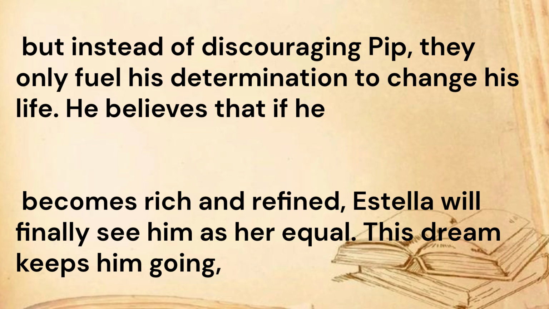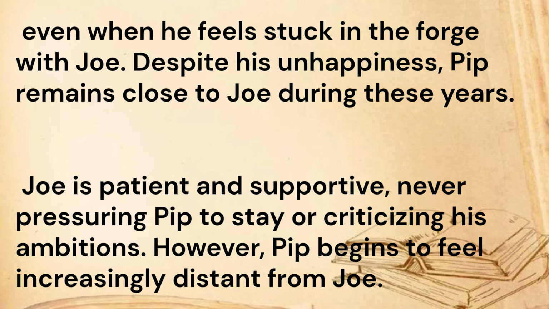He believes that if he becomes rich and refined, Estella will finally see him as her equal. This dream keeps him going, even when he feels stuck in the forge with Joe. Despite his unhappiness, Pip remains close to Joe during these years. Joe is patient and supportive, never pressuring Pip to stay or criticizing his ambitions.